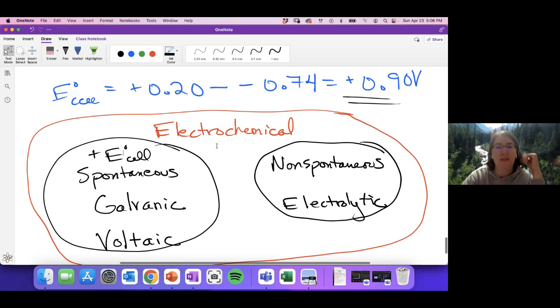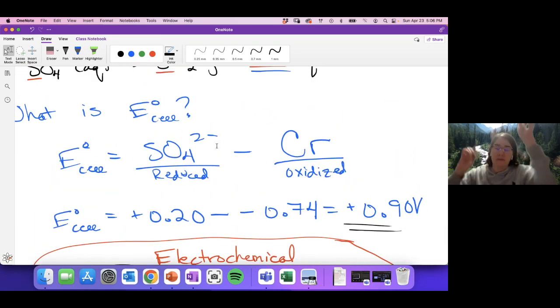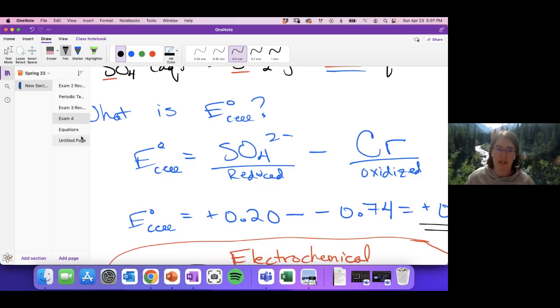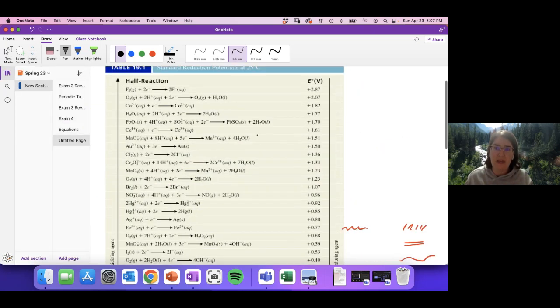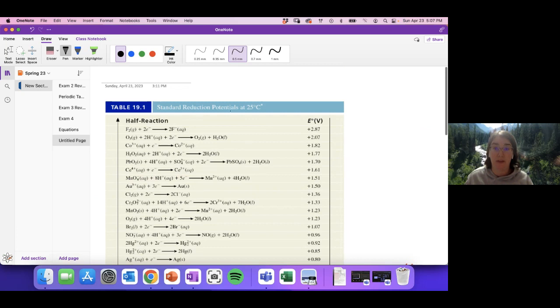So that gives some of that information. Oh, remember one of the other things I want to talk about. In calculating E cell, notice how I've written this, that this is the reduced species minus the oxidized species. Everything off of the table is a standard reduction value.